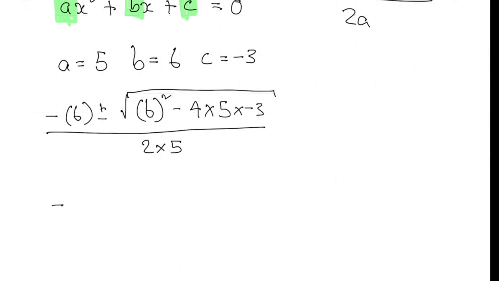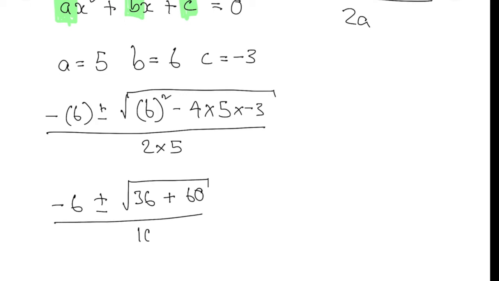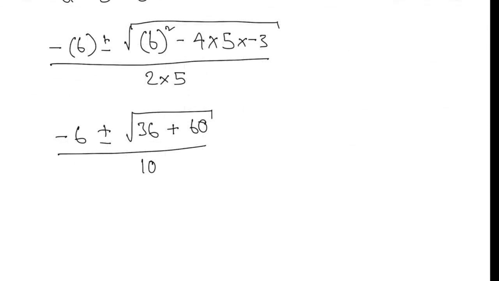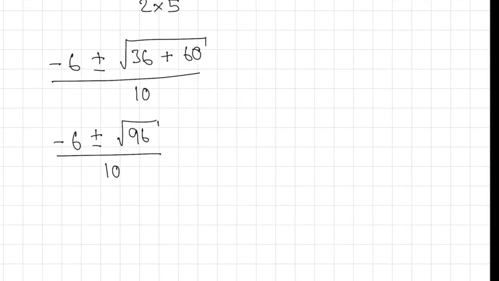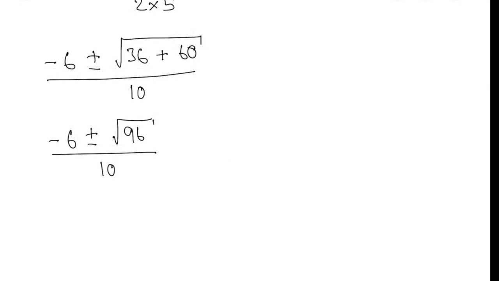Tidy it up. Minus 6 plus and minus the square root of 6 squared, which is 36, minus 4 times 5 times negative 3. Careful about the two minus signs. That will give you a value of positive 60. That's still underneath the square root sign, all being divided by, in this case, a value of 10. Tidy it up. Minus 6 plus and minus the square root of 96 all over 10.